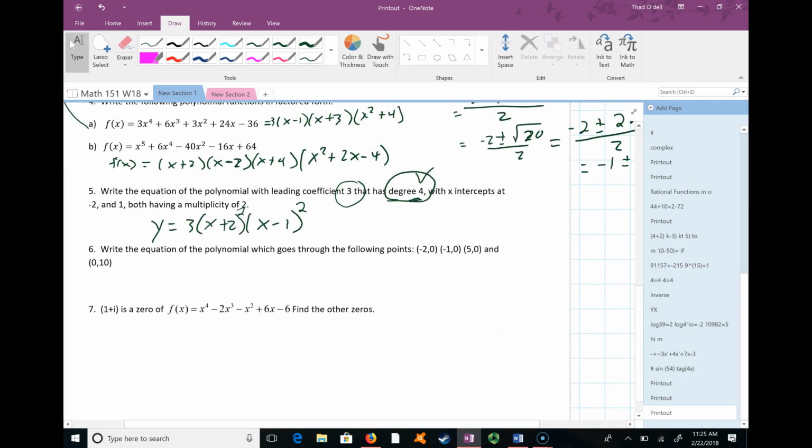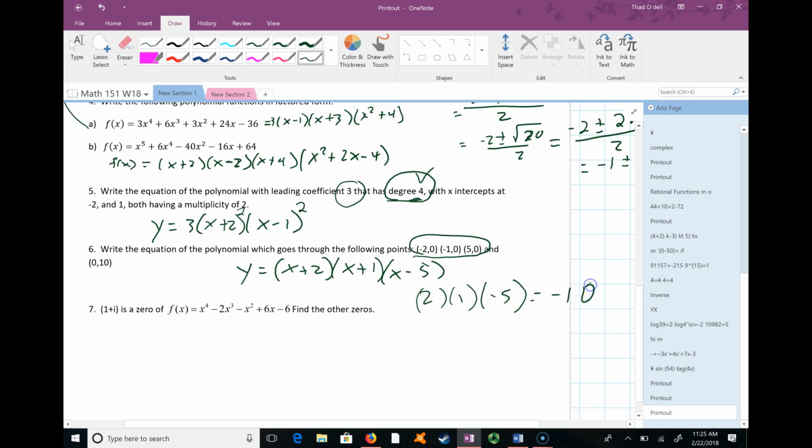This one says write an equation of the polynomial which goes through the following points. So the fact that it goes through these 3 points, those are all x-intercepts. So that's easy to incorporate into the equation. That would be x plus 2 because of the first one, x plus 1 because of the second one, and x minus 5. Okay? And now the question is, does it go through the point 0, 10, which is a y-intercept? So in other words, if I was to plug 0 in to all these x's, would I get 10? Let's try it. That would give me 2 times 1 times -5. And almost, I get a -10.